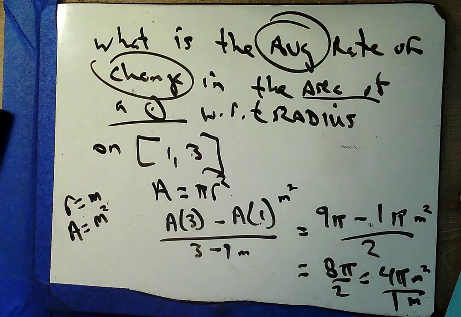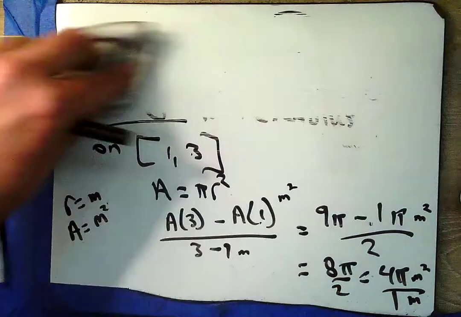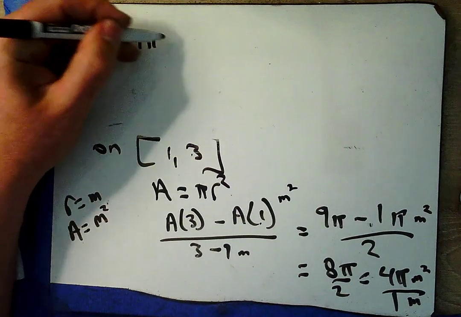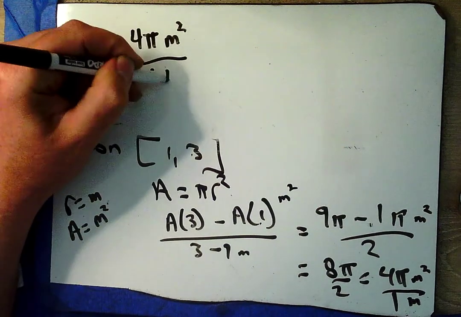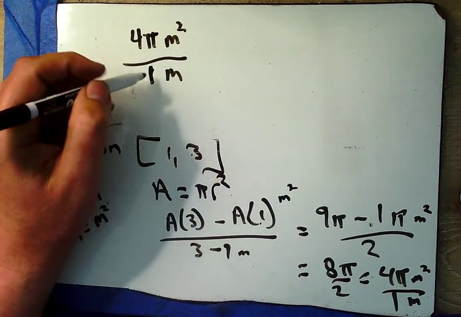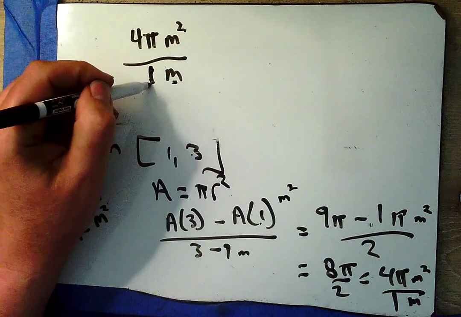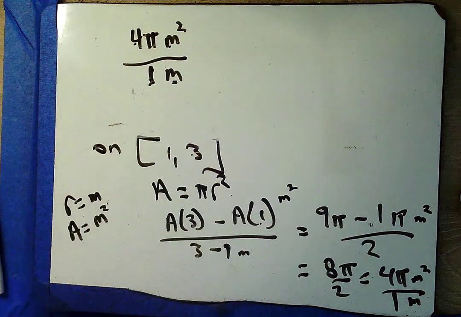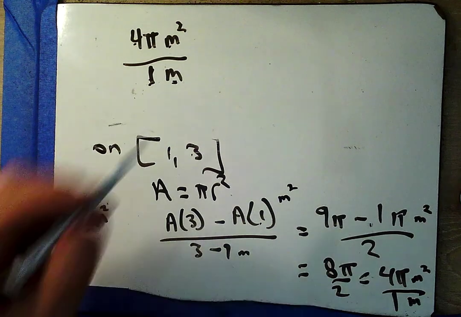Now, this would be a place where it wouldn't make absolutely any sense to me whatsoever if you had this rate of change called 4 pi meters squared for every meter. What does that mean? On this interval, for every 1 meter change in radius, the area is going up by 4 pi square meters. Okay, let's say that again.